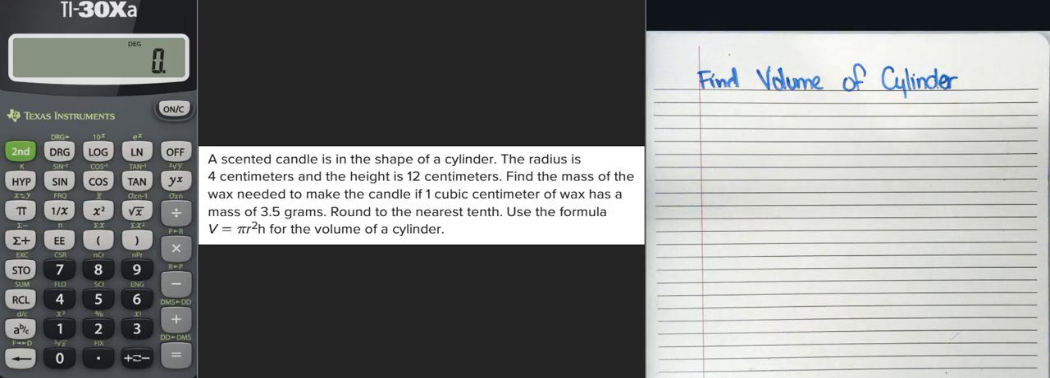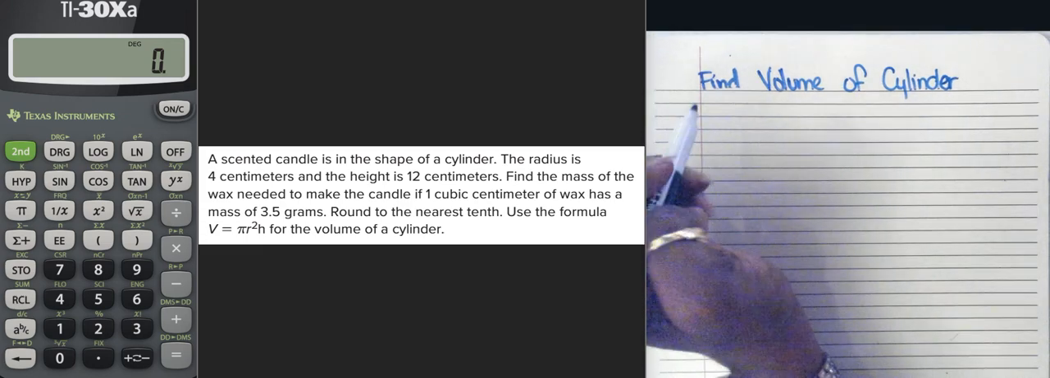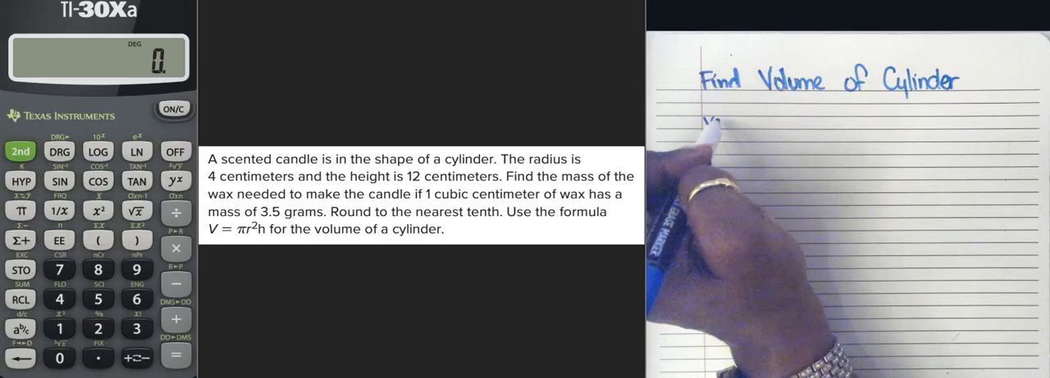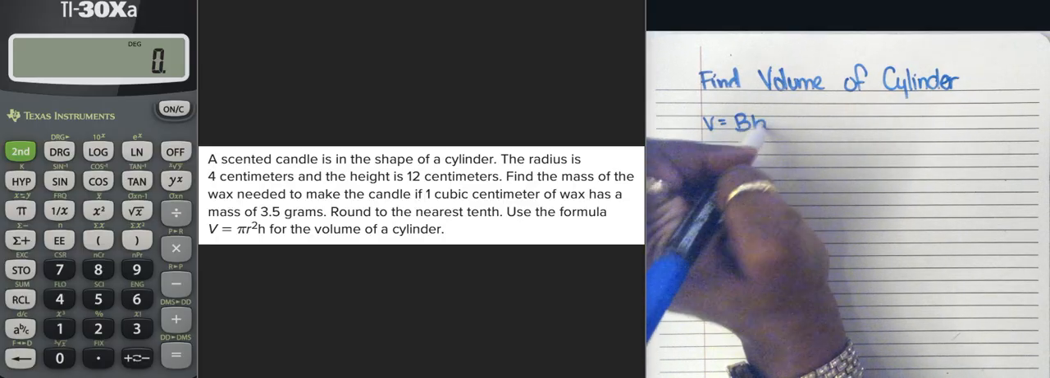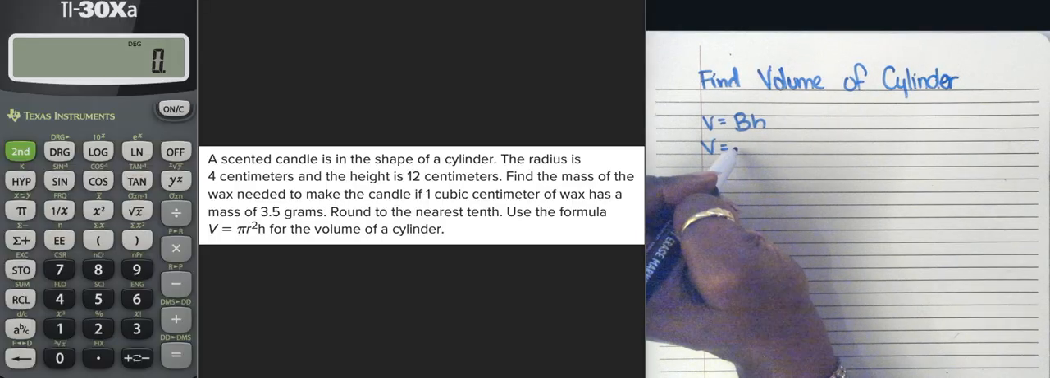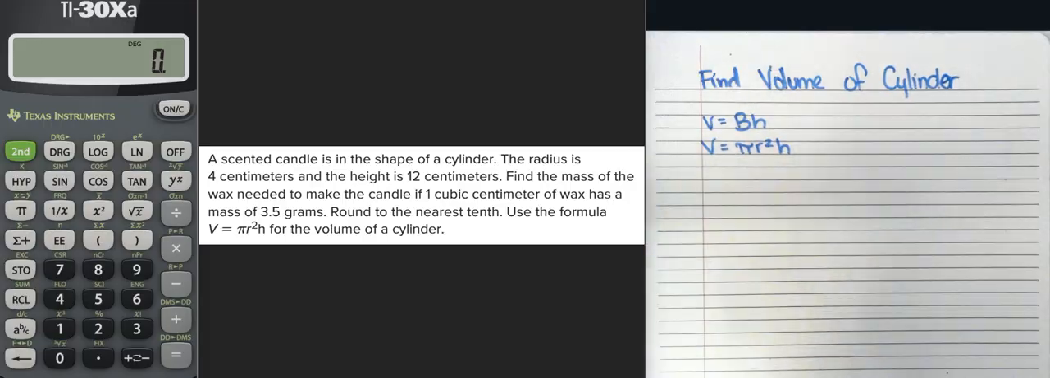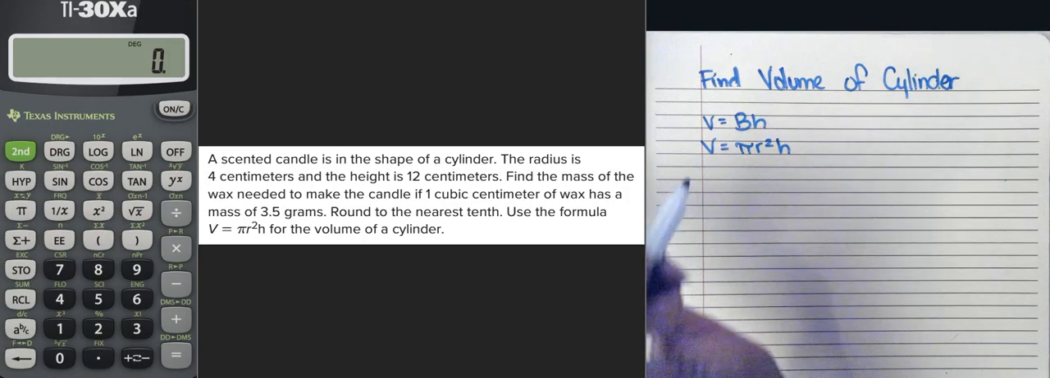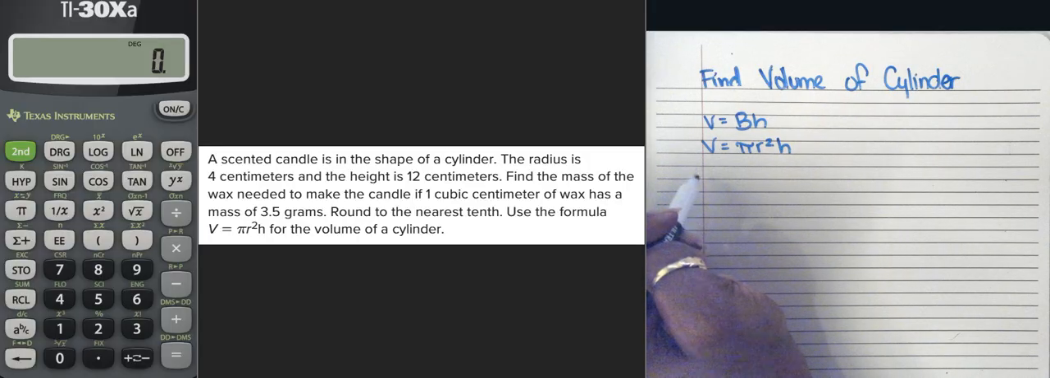We need to round to the nearest tenth, and we are going to use the formula volume equals pi times radius squared times the height for the volume of a cylinder. So what we've got is volume is going to be equal to base times the height. And remember, when we talk about base, we're just talking about the area of the circle. So area of a circle is pi times the radius squared, and then we're going to multiply that by the height. So what we have for the radius is going to be 4 centimeters.